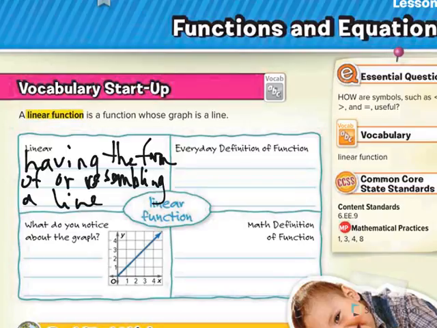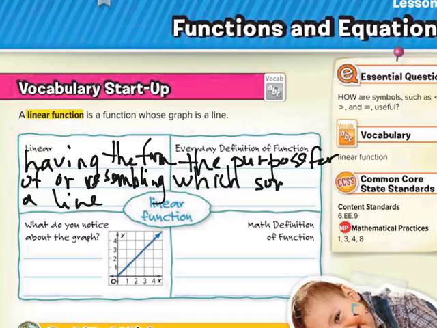Okay, then what's an everyday definition of a function? Think about how you function in life, or what's the function of some object that you have. So a function is the purpose for which something is designed or what it exists for, right? So we'll write that in here. A function is the purpose for which something is designed. You'll have to excuse my messiness as I'm writing this with my finger.